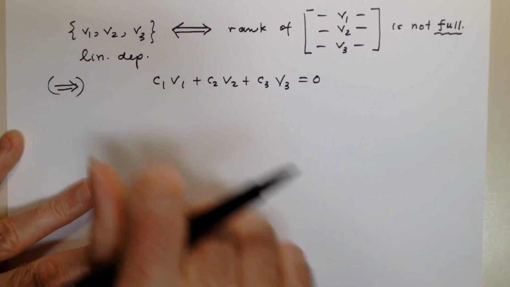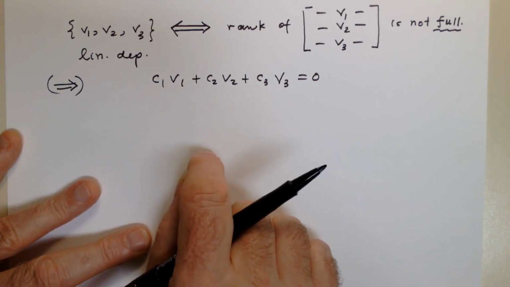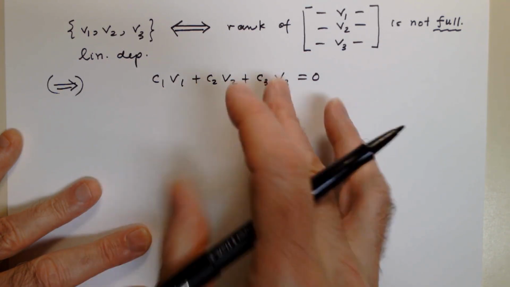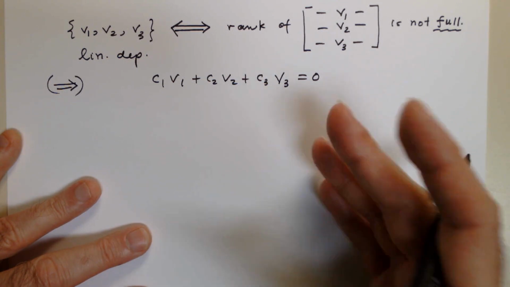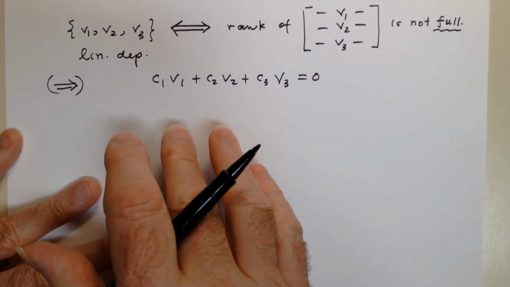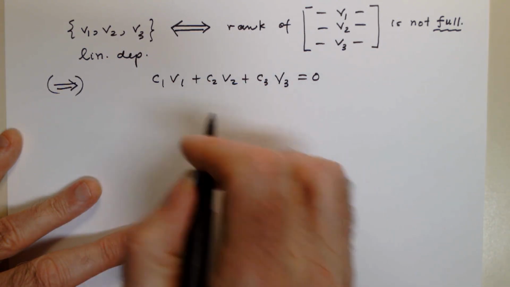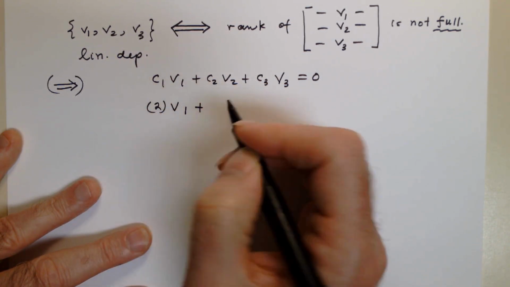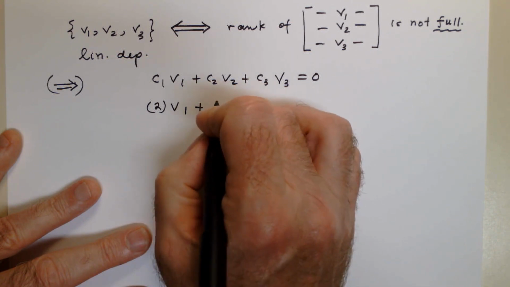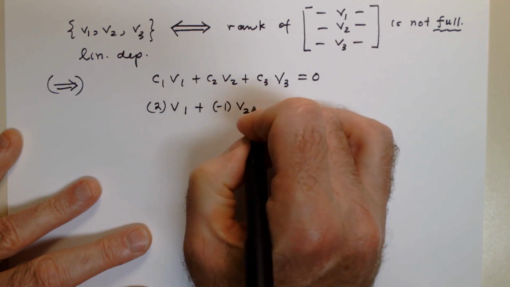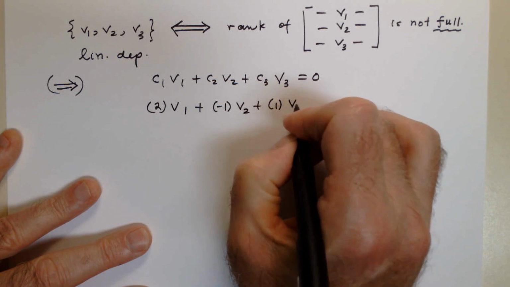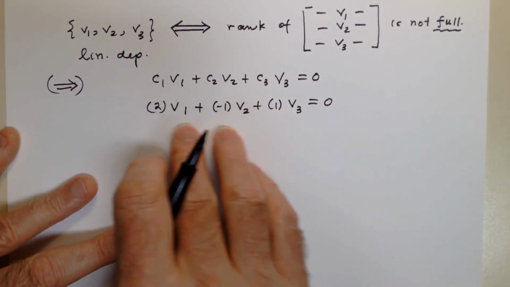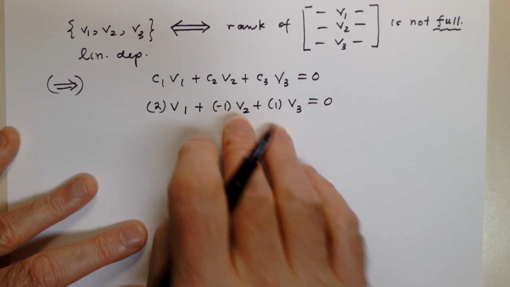That's the meaning of linear dependent. Now, I'm going to cheat in another way. Let's just assume that I know that c1, c2, and c3 take on some specific values. For example, 2 times v1 plus, let's say, minus 1 times v2 plus 1 times v3. That's a particular choice of scalars that produces the 0 vector. So this is my non-trivial solution.